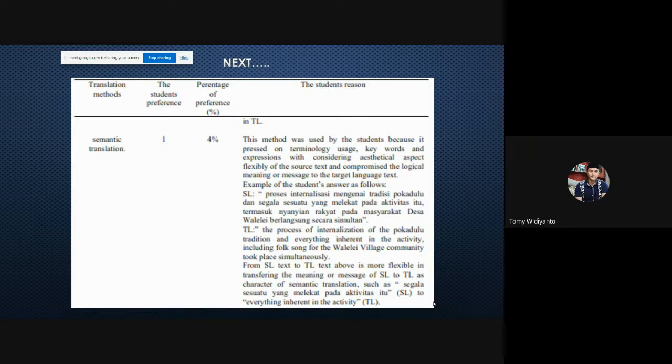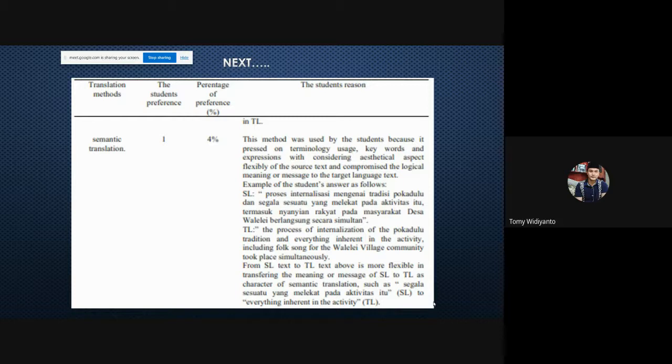And the example is from the source language: proses internalisasi mengenai tradisi Poka dulu dan segala sesuatu yang melekat pada aktivitas itu termasuk nyanyian rakyat pada masyarakat desa Walalai berlangsung secara simultan. We can say that in the target language, it will be the process of internalization of the vocabulary tradition and everything inherent in the activity, including folk song for the Walalai village community, took place simultaneously.